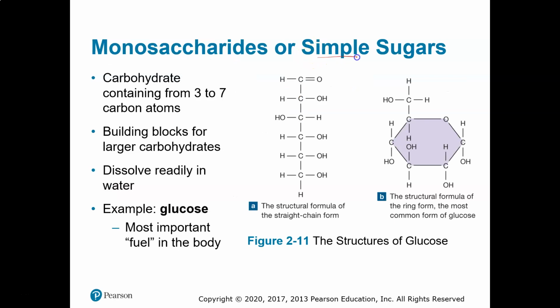Monosaccharides are also referred to as simple sugars. Glucose is a monosaccharide. Our blood sugar, which people have to test and manage when they have diabetes, our blood sugar is glucose. It's our blood glucose.